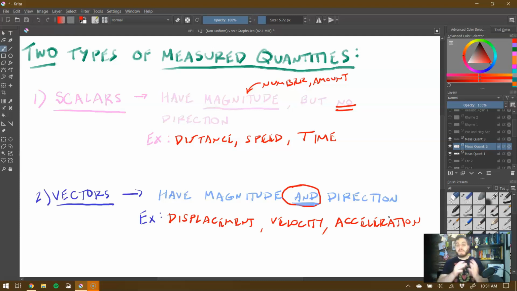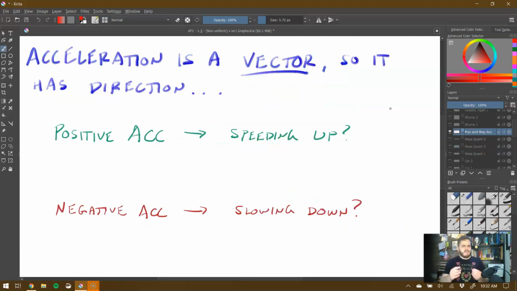Now, so you know, we're going to talk about scalars and vectors in much more detail in later units. All we need to know right now is that scalars have no direction, vectors have magnitude and direction. Well, since acceleration is a vector, it must have direction. But what does positive acceleration and negative acceleration mean? Okay, and this is where things get a little hard to remember.